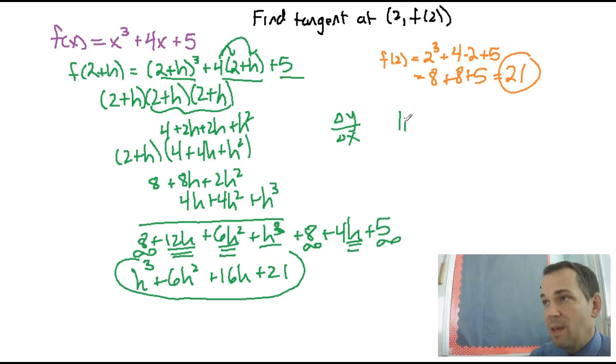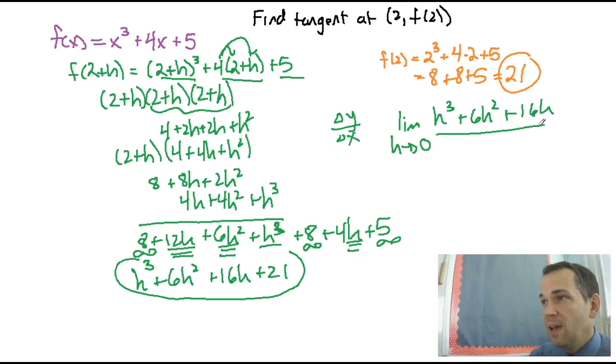So we're going to end up with the limit as h approaches 0 of this expression minus this expression, which is h cubed plus 6h squared plus 16h. The 21s canceled. And then of course the change in x, which is this x value minus this x value, which is just the h. Now because everybody has an h, I can cancel 1 h off of everybody. So h cubed becomes h squared. This h goes away, this h goes away, this h goes away. That gives us the limit as h approaches 0 of h squared plus 6h plus 16.